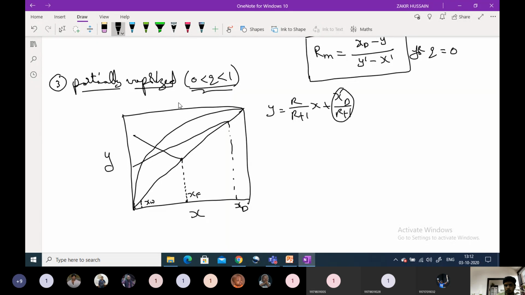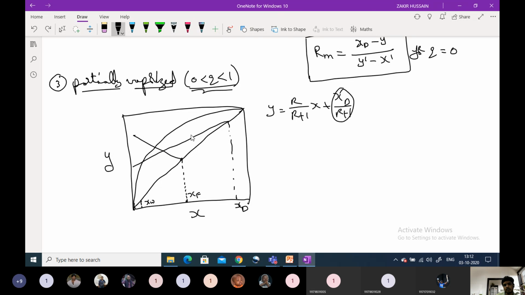For q is equal to 1, it is a straight vertical line. For q is equal to 0, it is a straight horizontal line. And for 0 to 1, in between these values, it will come like this, or it will come like this. In between 0 to 1, it needs to come. So any one type we can assume. Okay, let us assume this one is our q line.